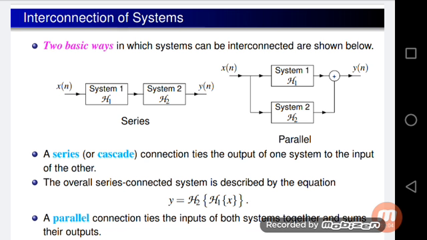x of n is the input we are applying, and y of n is the output waveform. Here we are using two systems in series form, system 1 H1 and system 2 H2.